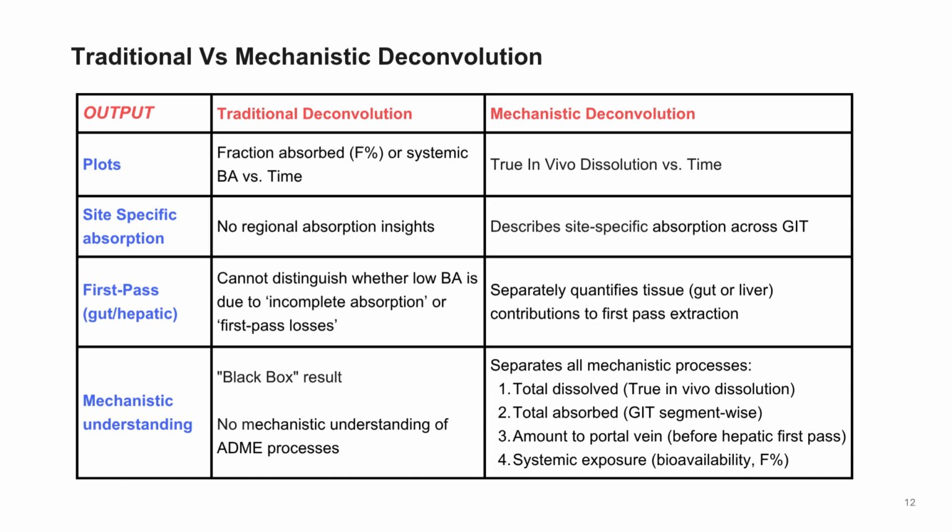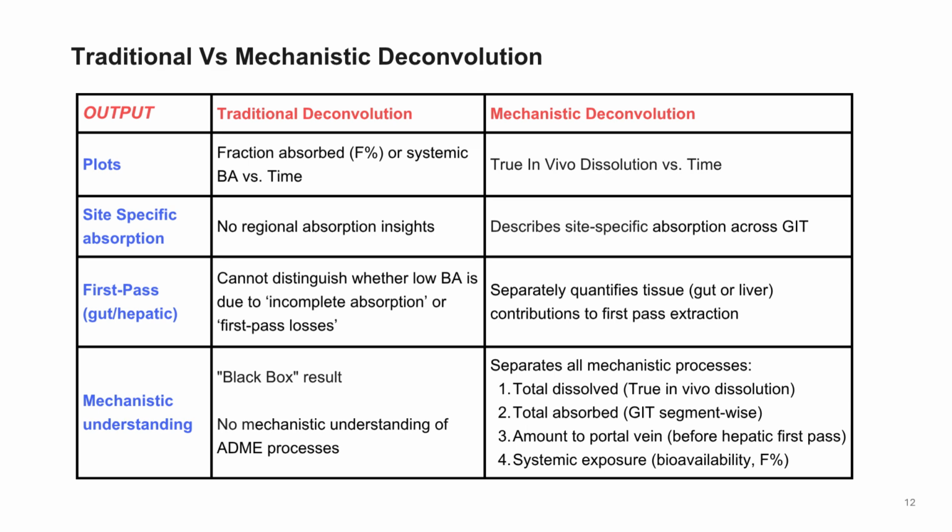Mechanistic deconvolution, on the other hand, produces a true in vivo dissolution versus time profile along the gut. It describes site-specific absorption across different GI tract segments, and separately quantifies gut and liver contributions to first-pass extraction. Thus, mechanistic deconvolution fully separates all mechanistic processes, giving us distinct outputs, like total drug dissolved representing true in vivo dissolution, total drug absorbed representing segment-by-segment absorption in the GIT, amount reaching the portal vein before hepatic first pass, and the final systemic exposure or percent bioavailability.